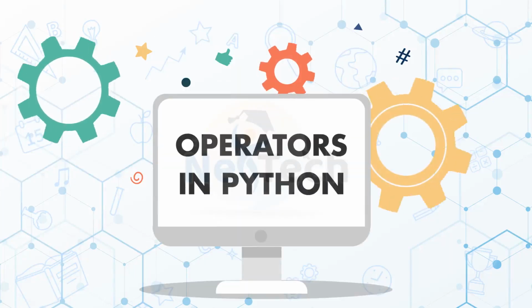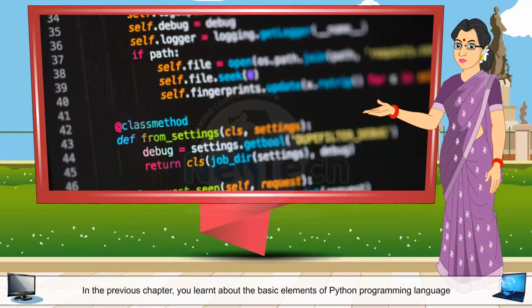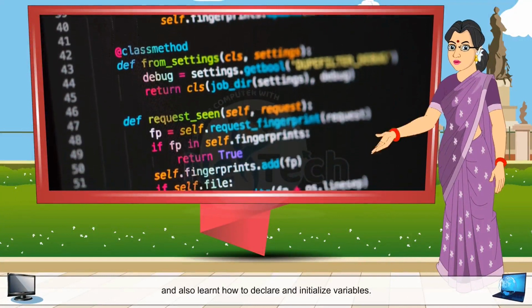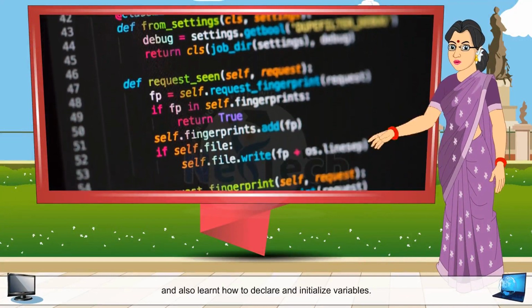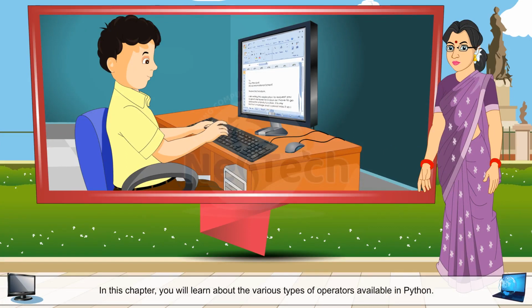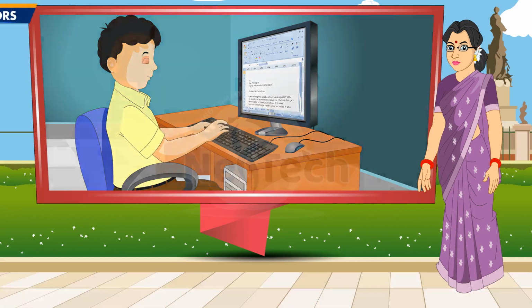Operators in Python. In the previous chapter, you learnt about the basic elements of Python programming language and also learnt how to declare and initialize variables. Now, you will learn how to use operators to perform arithmetic and logical operations in programming. In this chapter, you will learn about the various types of operators available in Python.